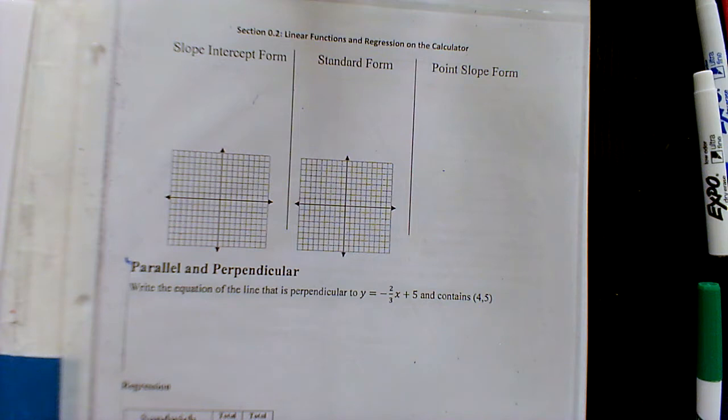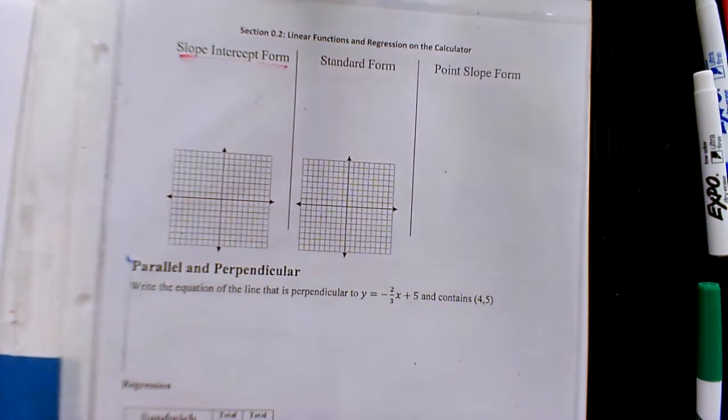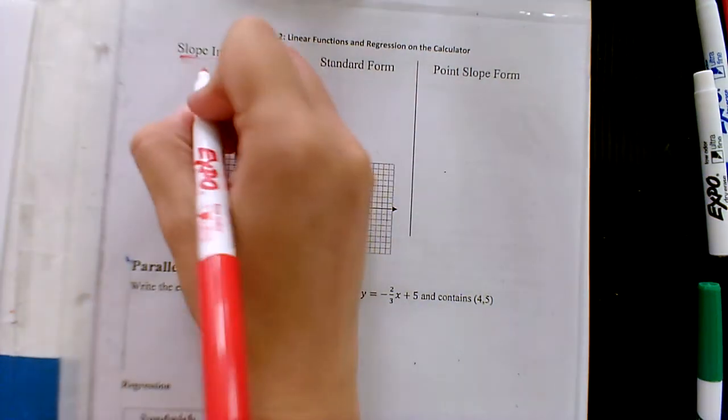Okay, so this might seem a little redundant, but again, I need you to kind of help me understand what you already know. Slope-intercept form. What immediately pops into your brain? Y equals mx plus b.